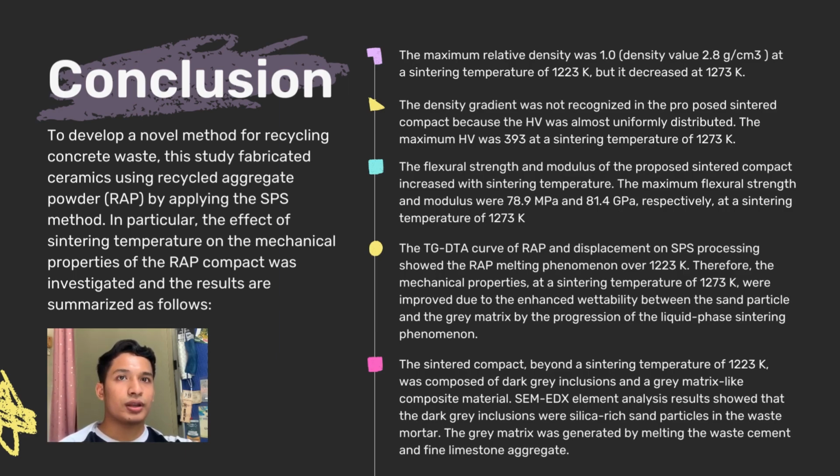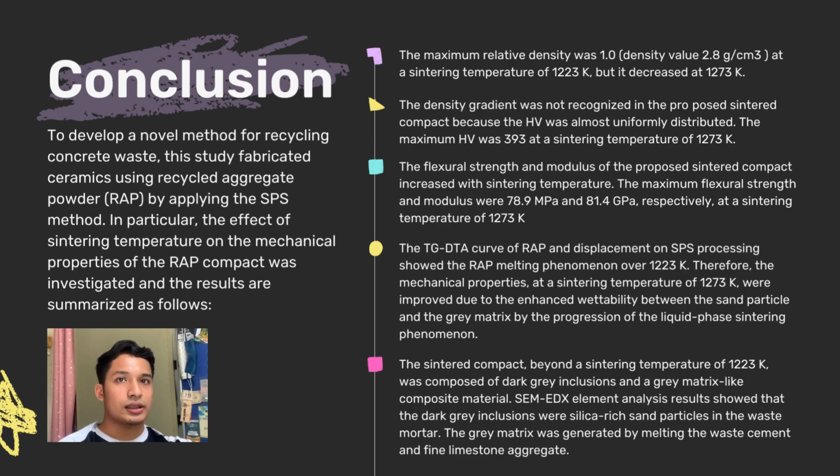For the TGA result, the TG-DTA curve of RAP and the displacement of SPS processing show the RAP melting phenomenon over 1223 Kelvin. Therefore, the mechanical properties at a sintering temperature of 1273 Kelvin were improved due to the enhanced wettability between the sand particle and the gray matrix by the progression of the liquid phase sintering phenomenon.